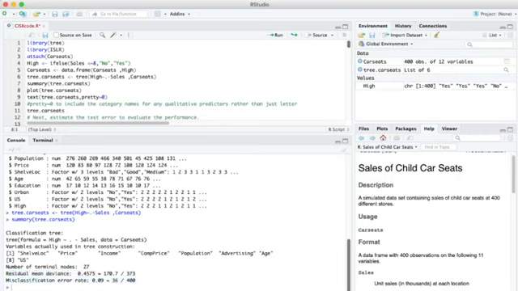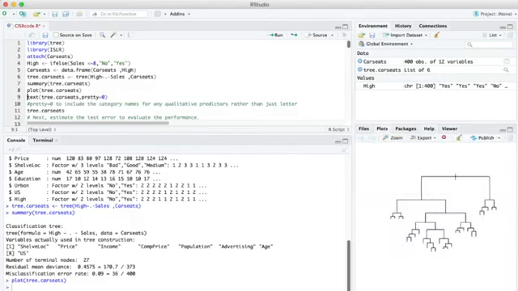Okay, next, the most interesting thing is that we are able to plot this decision tree. So you just run the plot function, and it will give you the structure of the tree, with 27 terminal nodes, you can count.